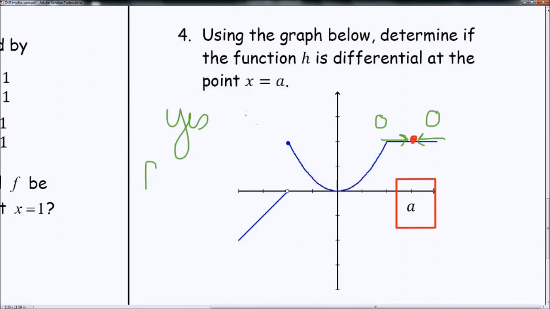My f prime of a is equal to 0. And so after this, what I want you to do is go ahead and watch the next one, and we're going to really talk about, specifically graphically, where differentiability breaks down.